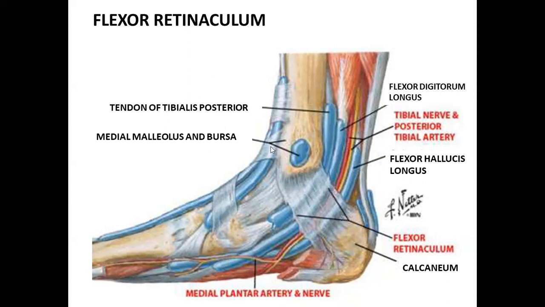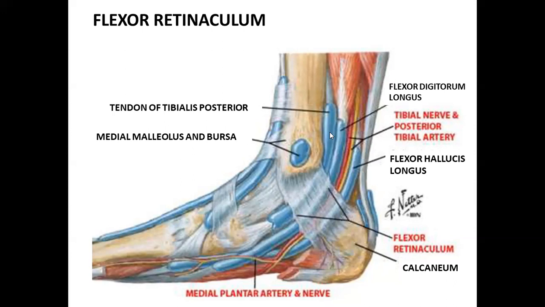Now, when we talk about the attachment of the flexor retinaculum, it is attached above or anteriorly to the posterior border and the tip of the medial malleolus. Inferiorly, or we can say posteriorly, it is attached to the medial process of the calcaneal tuberosity. So above to the posterior border and the tip of the medial malleolus, and below to the calcaneal tuberosity. Now, what are the structures that pass deep to the flexor retinaculum?